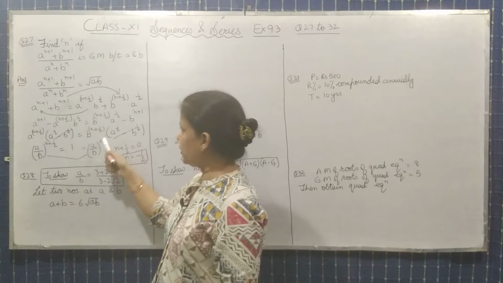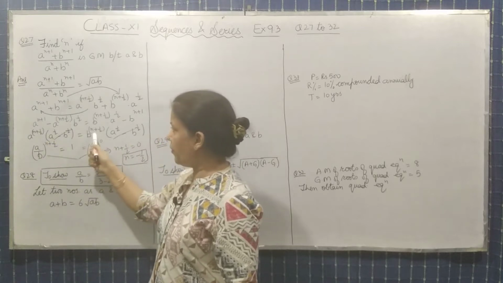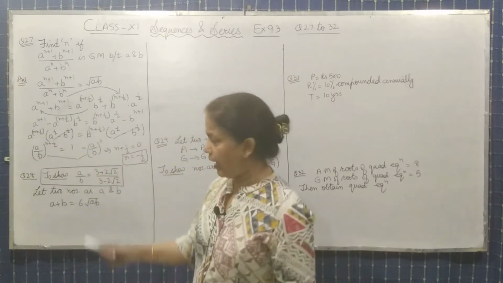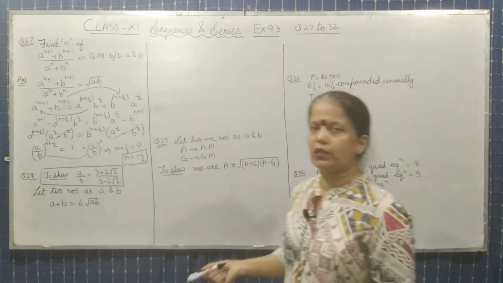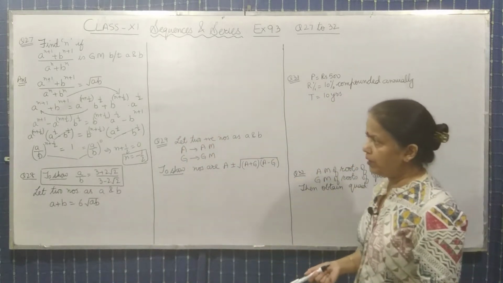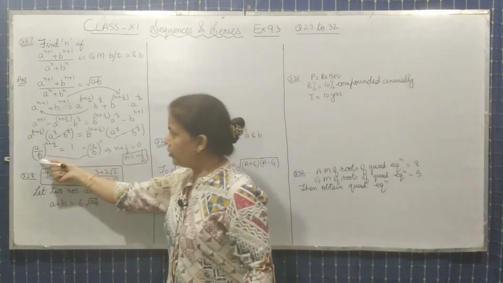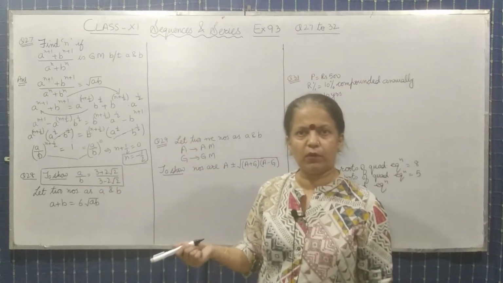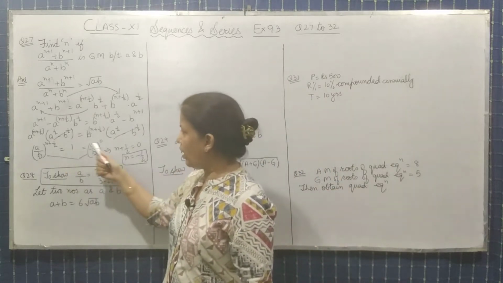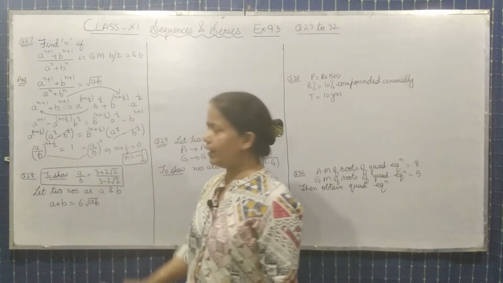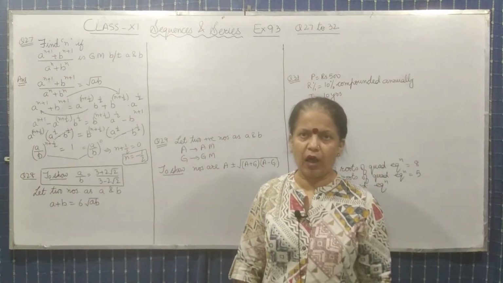Now it will be cancelled out. So this upon this equals 1, and 1 we can rewrite as a upon b power 0. Now both the bases are same, therefore equate the power. So n plus half equals 0. You will get n equal minus half.